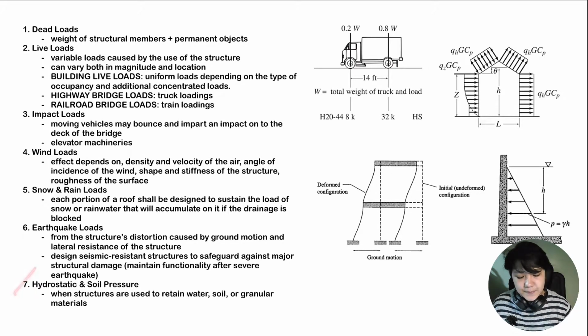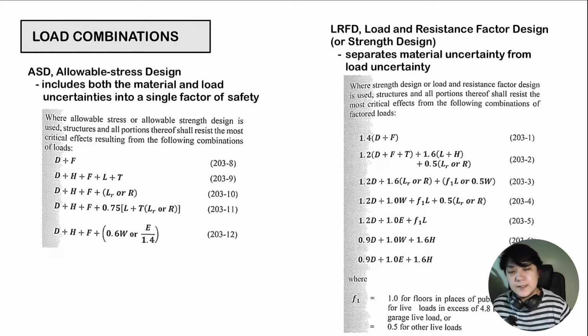The seventh type is our hydrostatic and soil pressure. So we consider this when the structures are used to retain water or soil or other granular materials. An example of this one, I think, is a retaining wall. All right. So our next topic would be the different load combinations.